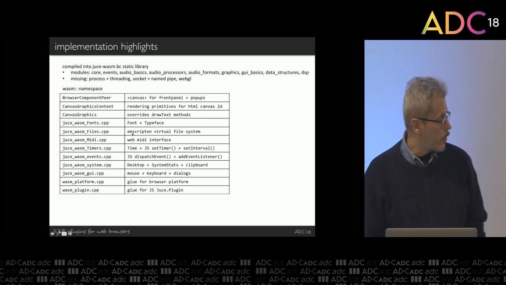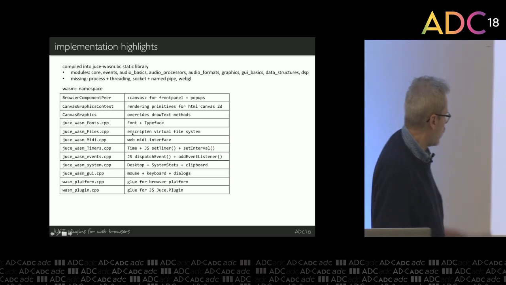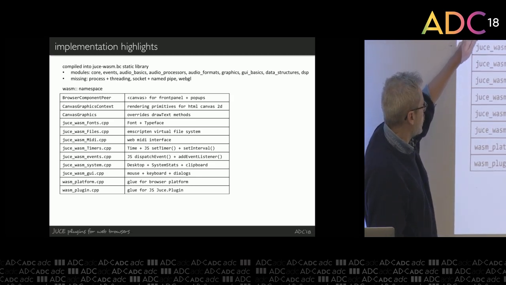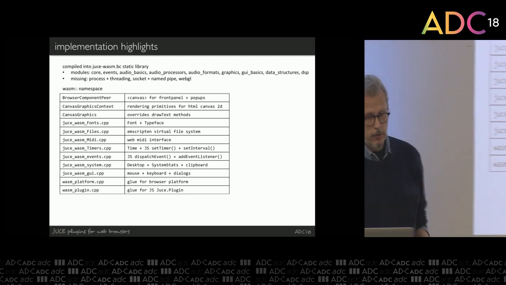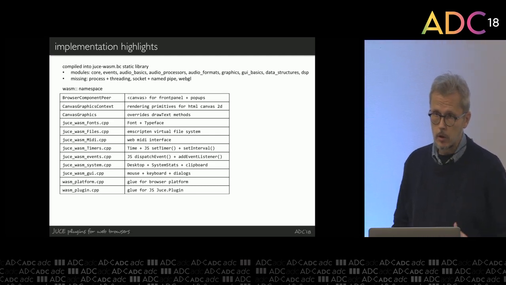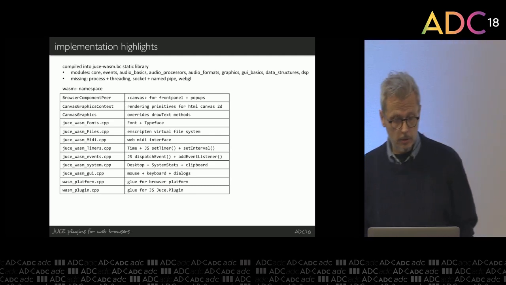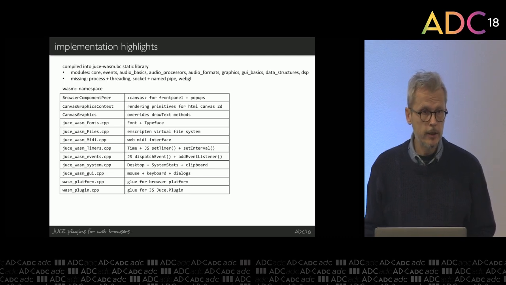So all the functionality of the web browser is proxied using these classes here, and they are separate from the JUCE code base and collected together into a single module, which can then be linked with the plugin code.